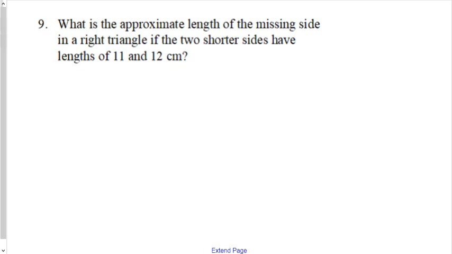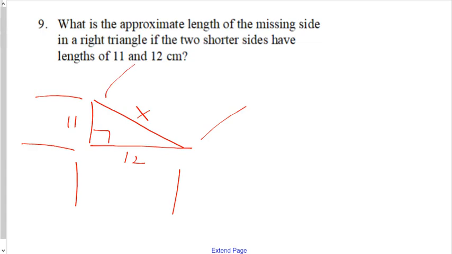Question 9, what is the approximate length of the missing side of a right triangle if the two shorter sides have a length of 11 and 12? There was a student who I shall not name, but she's fairly smart, that said, Mr. McDonald, is the hypotenuse always the longest side of a right triangle? And I said, yes, it is, because it is impossible not to be that. So I'm going to put 11 and 12, those are the shorter sides, and x is here.